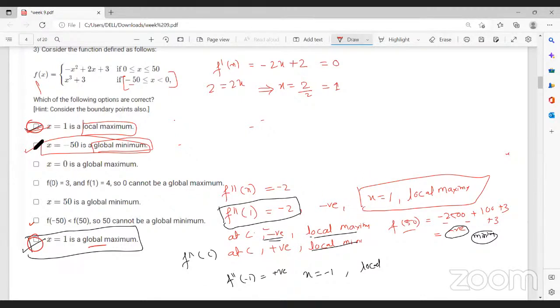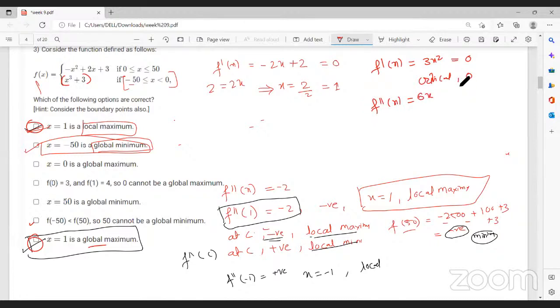Now, is x equal to minus 50 a global minimum or not? For that, we have to differentiate this particular function. So what I will get, f dash of x will be 3x square. I equate it to 0. So what are the critical points? 0. Now take the second derivative, f double dash of x. I will get 6x, right?